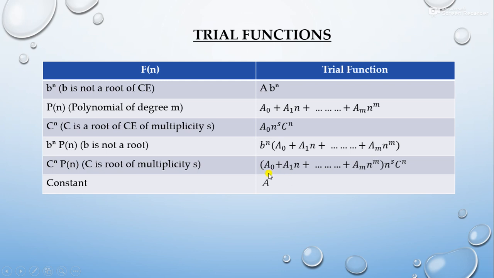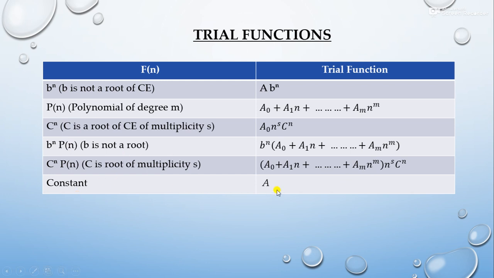Our trial function will be a0 plus a1n, this is for polynomial, n raised to the power m, and n raised to the power s, c raised to the power n. This is like that. Only here we have only this function, so we assume a0 constant, and here we have the polynomial, so we use these trial functions. Clear?